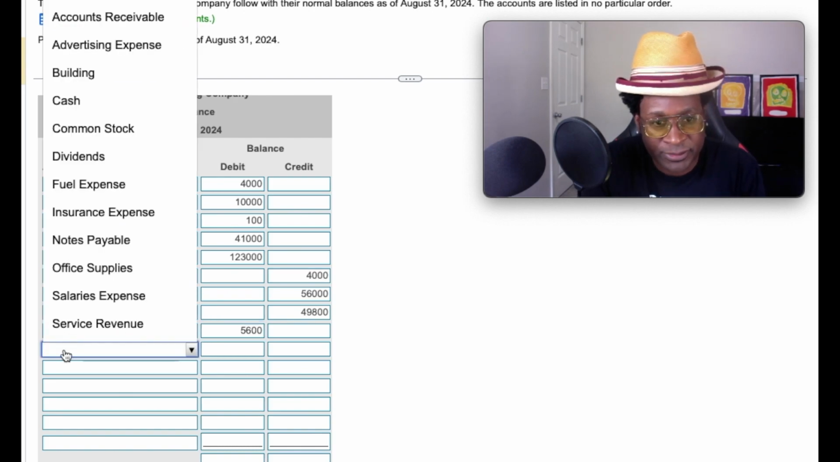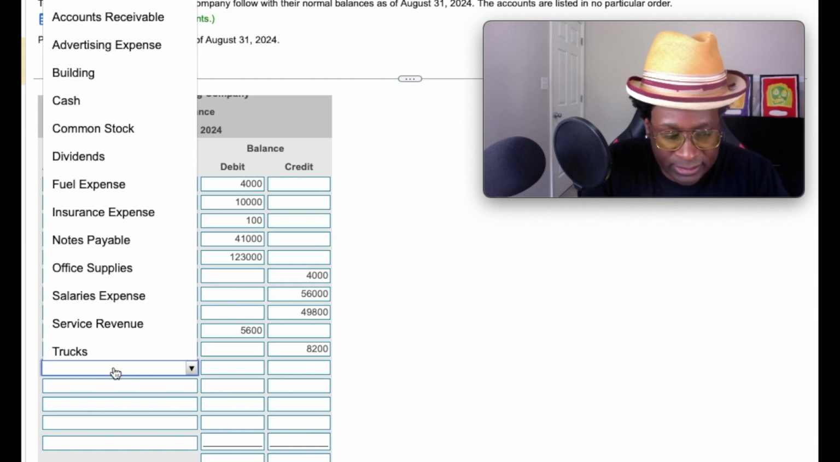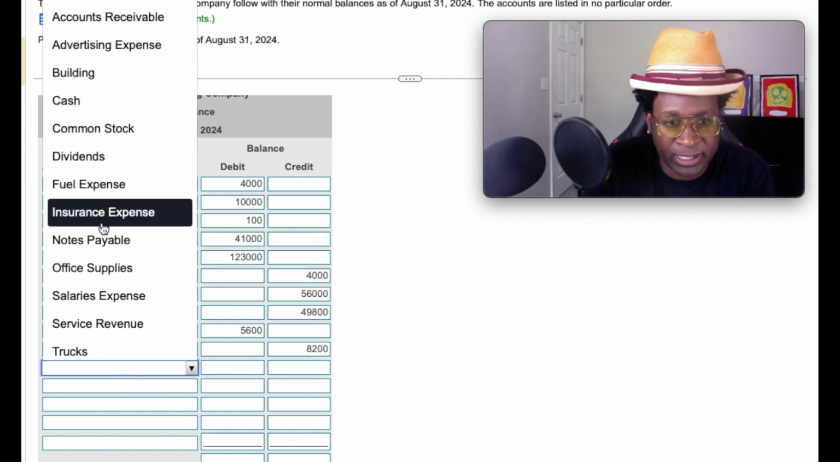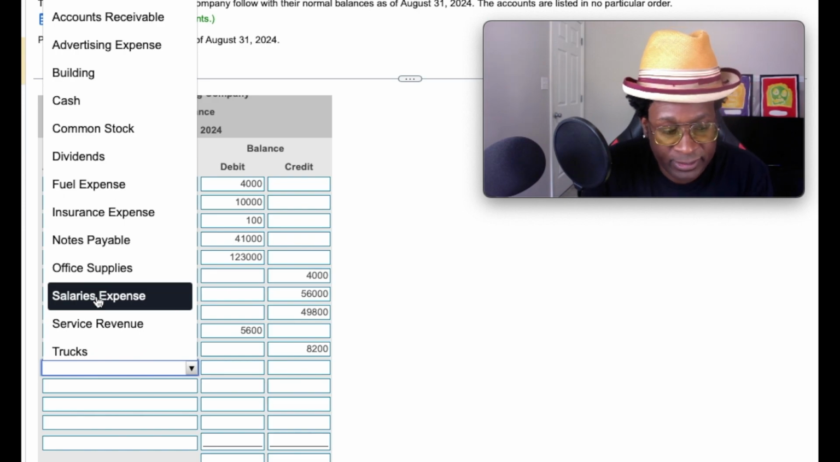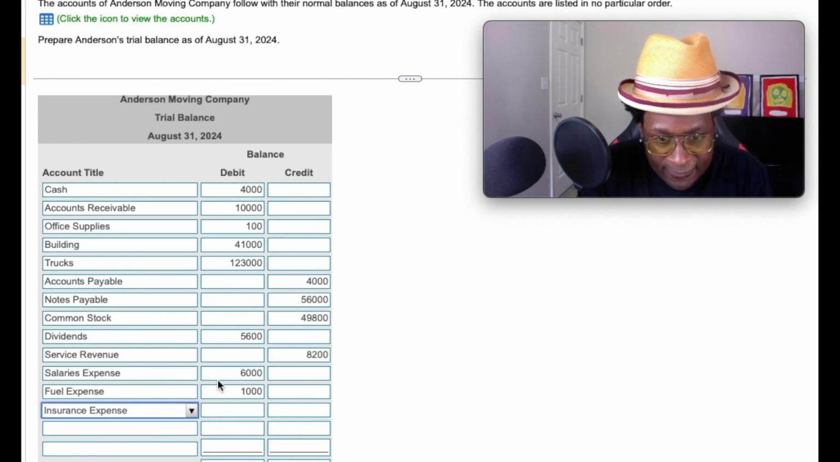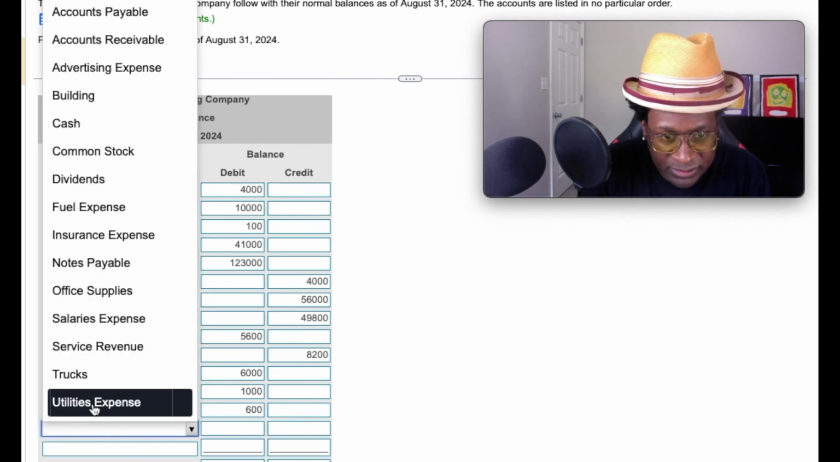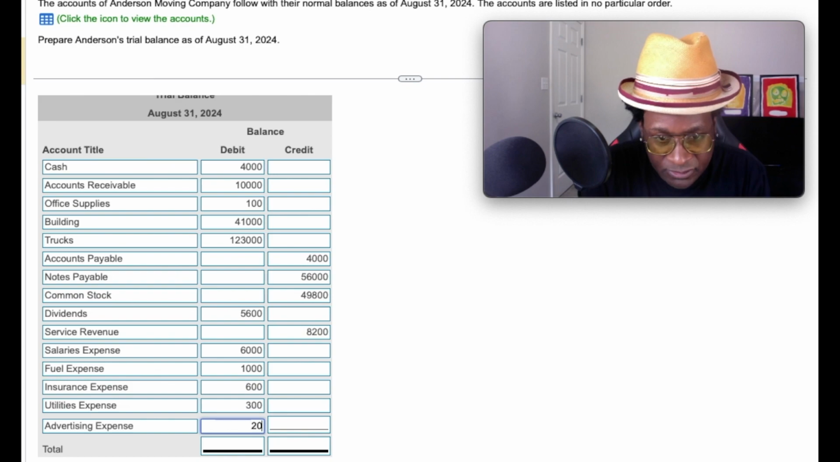We then list our revenues. We had a service revenue with a credit balance of $82,000. And then we're going to list all of our expenses, gang. And we can list them in order. How about we do that? List them in sequential order of the numeric value. So we have salary expense, debit balance. All of these are going to have a debit balance again, of $6,000. We have fuel expense of $1,000. We have insurance expense of $600, utilities expense $300, and advertising expense of $200.